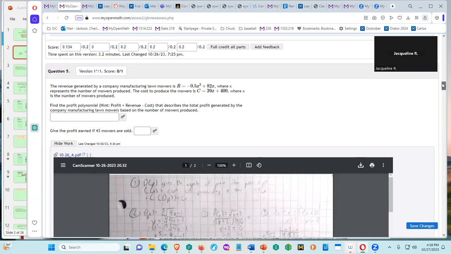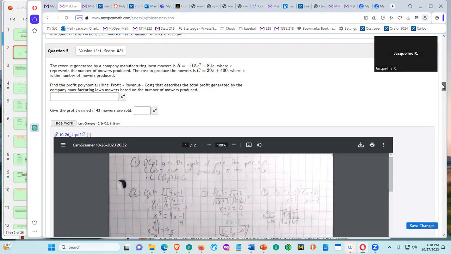Revenue generated by a company manufacturing lawnmowers is R equals that, where X represents the number of mowers produced. Cost to produce the mowers is C. Find the profit polynomial. And they tell you that profit equals revenue minus cost. Okay, so let's see. Did you attempt it? Should I look at your work? No, not really. It's just that I had no idea where to start or where to even begin, to be honest with you. Yeah.